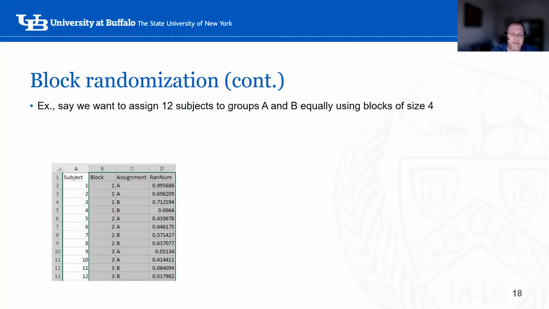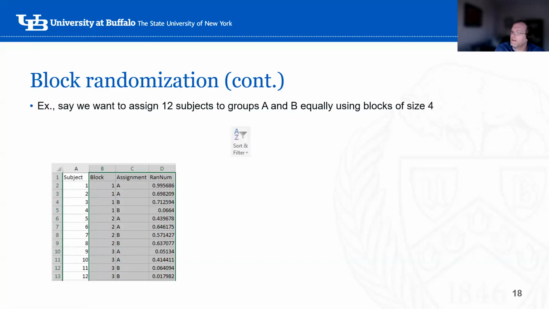To implement this in Excel, again, not too bad. So I'm going to create a subject column. I'm going to create a block column. For each block, I'm using blocks of size 4 here. I'm going to have 2 A's and 2 B's. You can see that you have the same sequence here. And then what I'm going to do is create this random number here in the 4th column. And that's for the sake of mixing up the A's and B's.